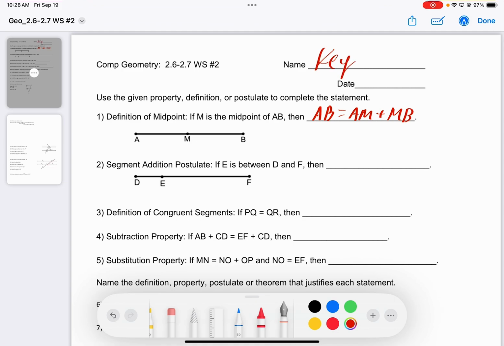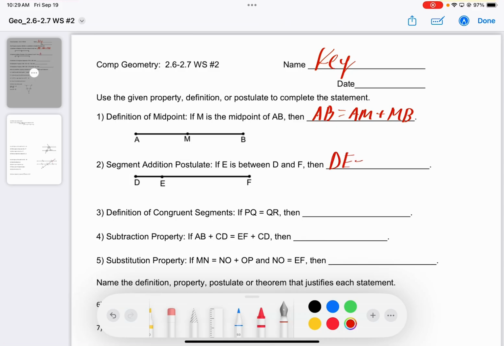All right, and then let's do segment addition postulate. Nobody did that one, but it's one that we use pretty often. Angeline's going to help us out, though. If point E is between D and F, not necessarily in the middle, just somewhere in between the two, then what can we say, Angeline?